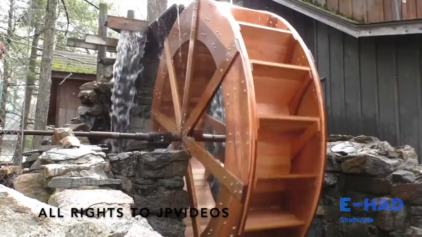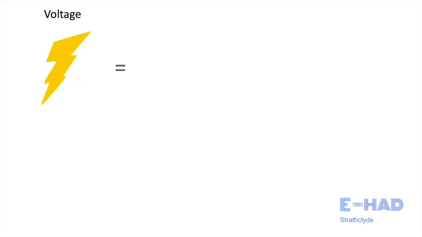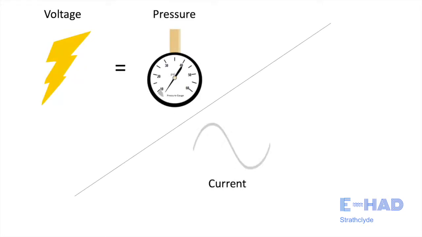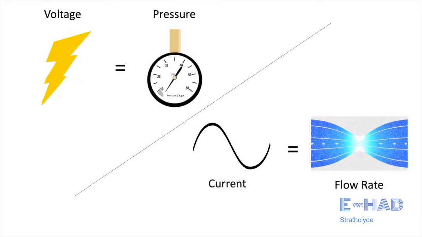The key areas of this analogy that must be understood are that electrical voltage equals pressure in the hydraulic circuit and electrical current equals flow rate. Using this, any electrical component can be created hydraulically, with the water going through it acting the same as the electrons would.